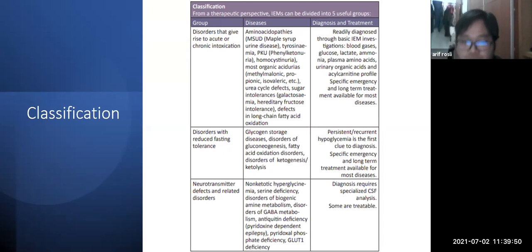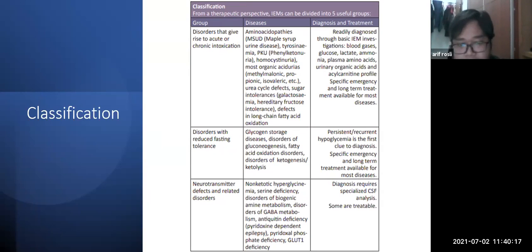Then we have group 2, which are disorders with reduced fasting tolerance. Some examples are glycogen storage diseases, disorders of gluconeogenesis, or others. It is usually first diagnosed when there is persistent or recurrent hypoglycemia. And then specific emergency and long-term treatment are available for these diseases in group 2.